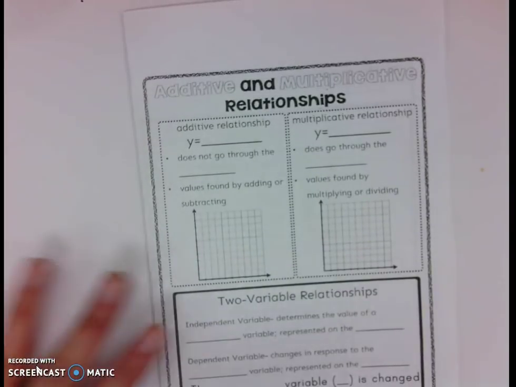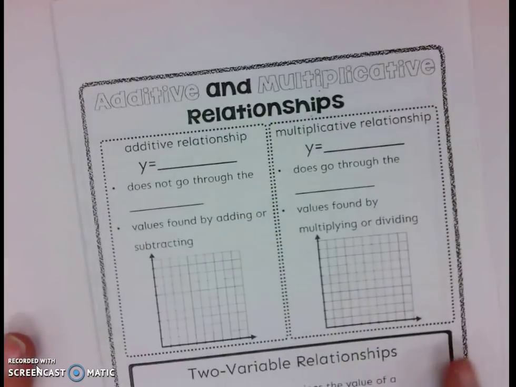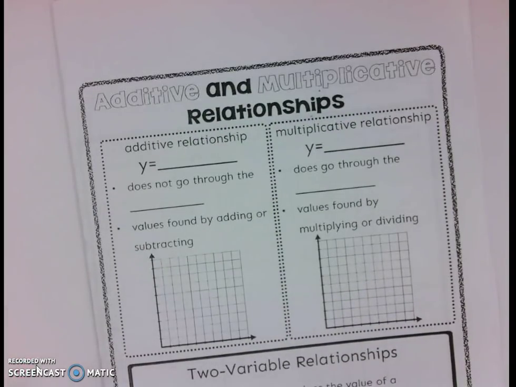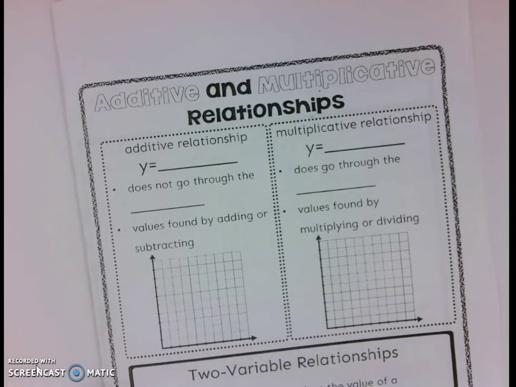Okay, so this is all review because we've been talking about additive and multiplicative relationships. Now we're just going to learn about the different representations. We're going to learn how to write an equation, how to make a table, how to make a graph, looking at verbal situations. So we're just going to put it all together now.